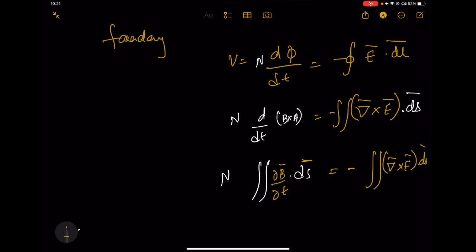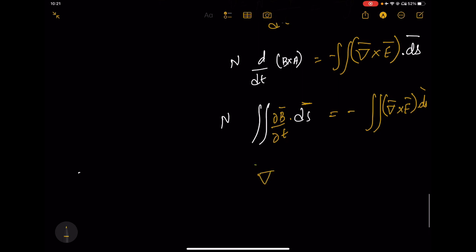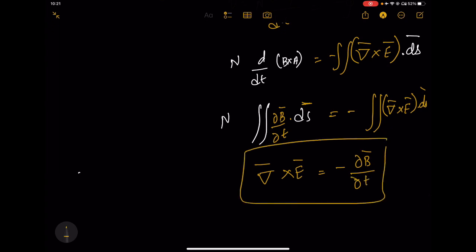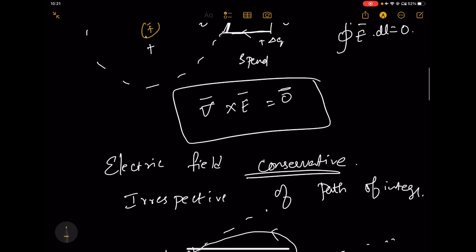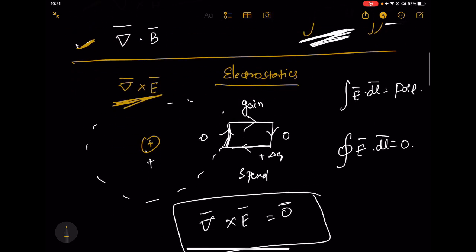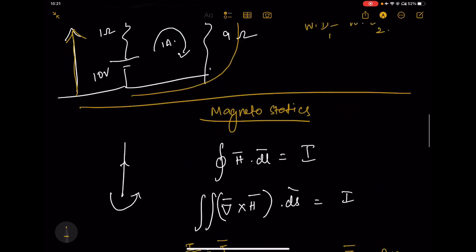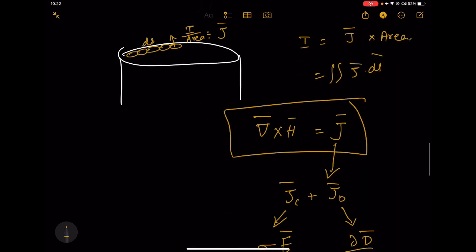If you equate the left equal to right, you end up getting del cross E is minus dou B by dou t. This is the final equation for curl of the electromagnetism case. So we started with this one, that is the curl of electrostatics. It is 0, that is, the electric field is conservative, we said. Here the curl of magnetic field is non-zero, so the magnetic field is non-conservative.